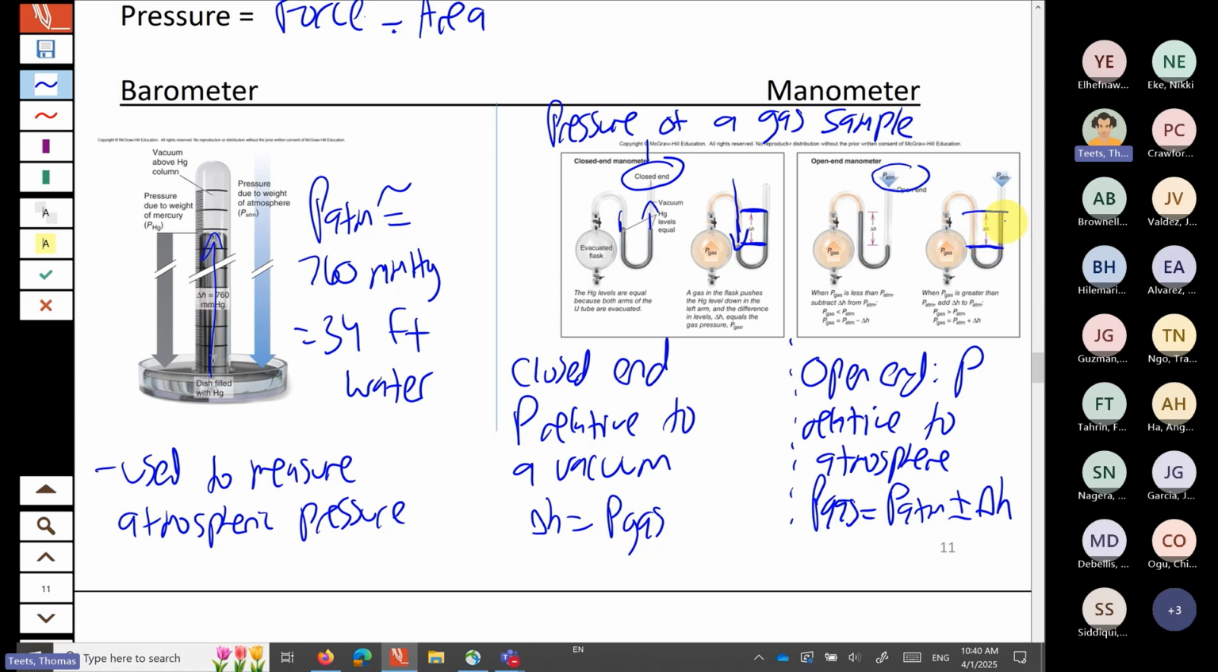So as I said, it's a competition between the two, and the gas pressure is either going to be larger or smaller than the atmospheric pressure by the value of that difference in height, depending on which side is higher or lower. So there's probably going to be some homework questions that ask you to think about that a little bit, and look at these types of diagrams and things like that.